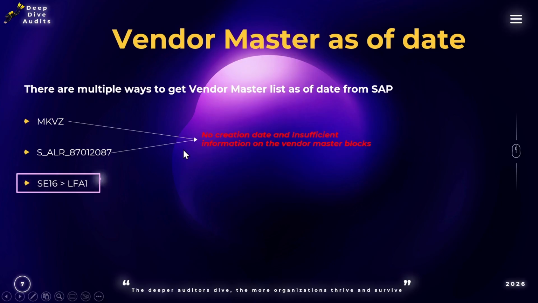Why we need the creation date is because if you are considering the 2 years criteria, a vendor master which is less than 1 year or 2 years old may not be suitable for this analysis, because it still hasn't gone past the 2 years criteria, right? So that's why the creation date is very important for getting the vendor master list.